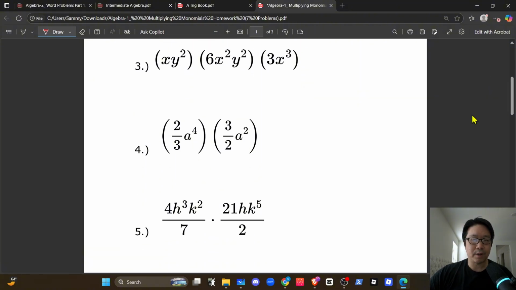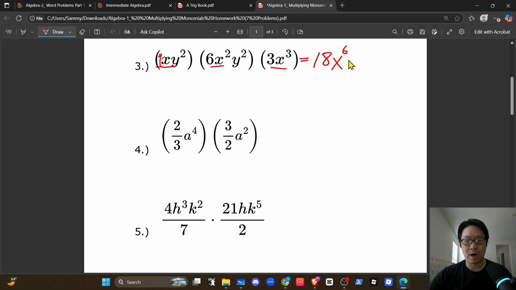All right, number 3. So there's a hidden 1 in front of our xy squared. So we're going to be doing 1 times 6 times 3, which is going to be 18. And the bases are the same. Actually, so x, x, and x. So we're going to end up with 1 plus 2 plus 3, which is 6.